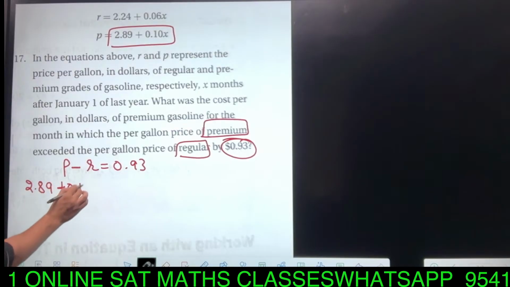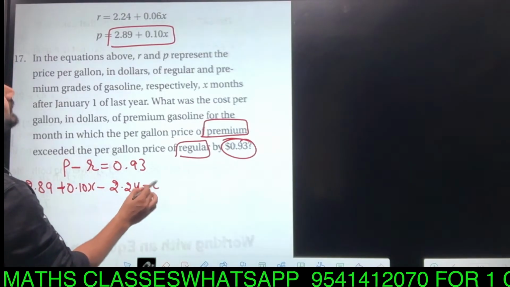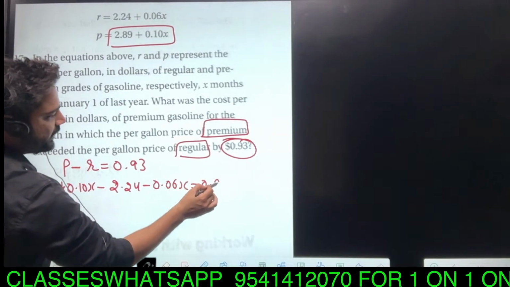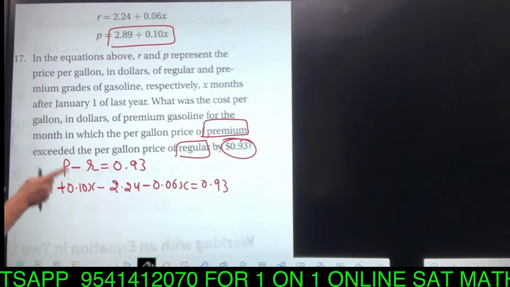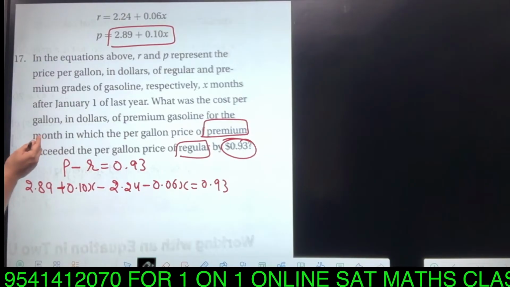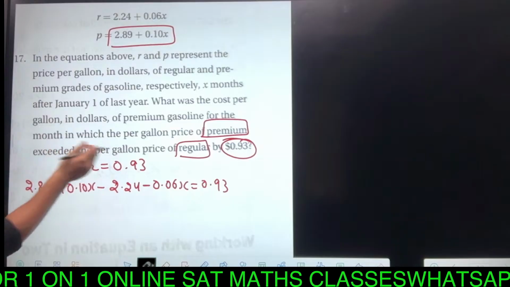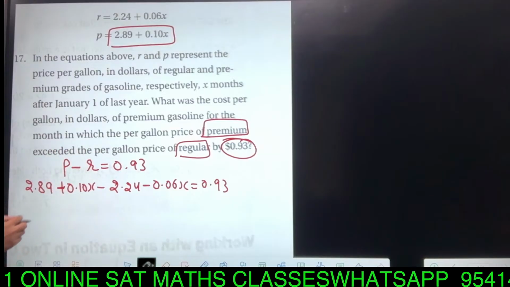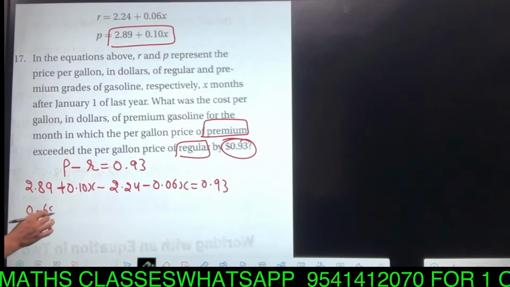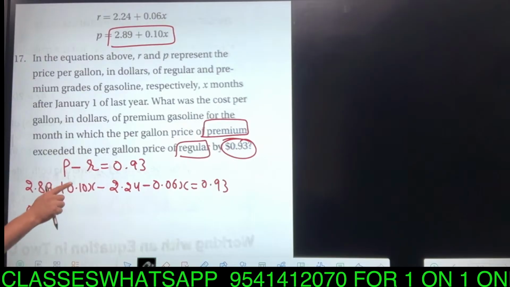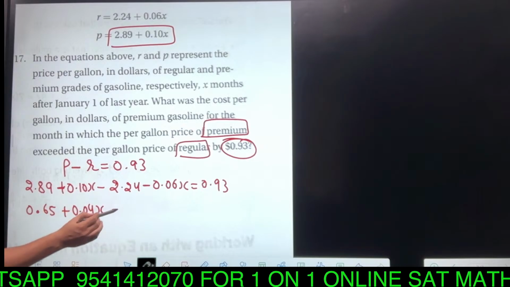2.89 plus 0.10x minus 2.24, 2.24 minus 0.06x, and this difference is 0.93. First of all, we will find the value of x, that in which month this is happening. Then the price of the premium gallon, what is there in the question? The value of the premium grades of gasoline is more than the regular gasoline. Now 2.89 minus 2.24 will be equal to 0.65. 0.10x minus 0.06x will be equal to 0.04x, and this value is 0.93.